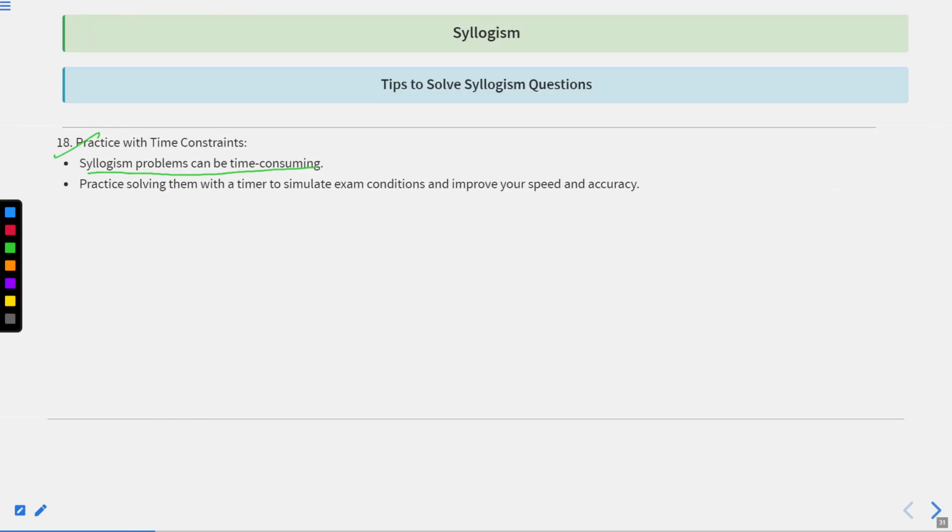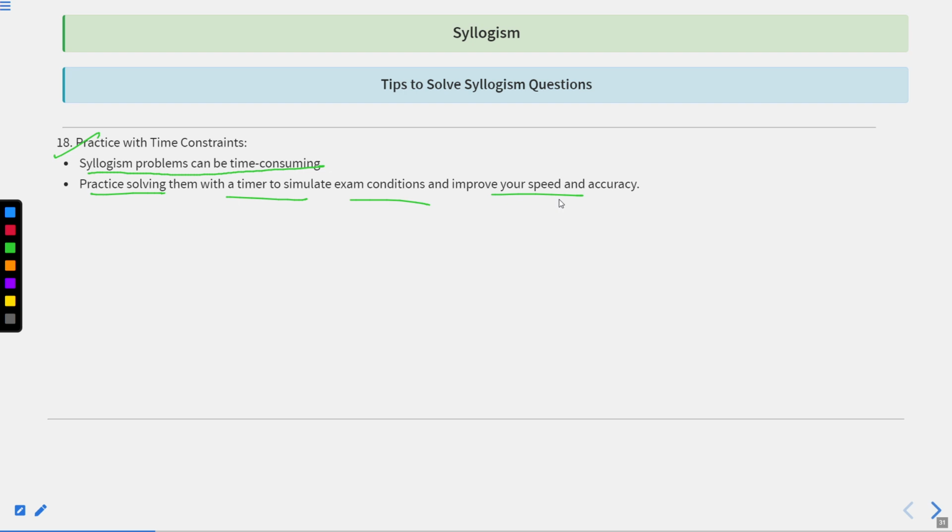Whenever solving syllogism, it is very important that you keep a stopwatch in front of you and take note that within this many minutes, I was able to solve only this many syllogisms. Accordingly, you have to increase the speed. We are aiming that whenever we solve any syllogism, it should take no more than 30 seconds at the most.